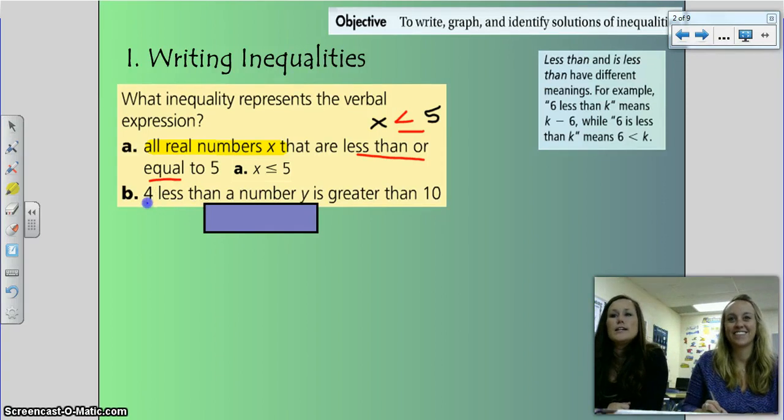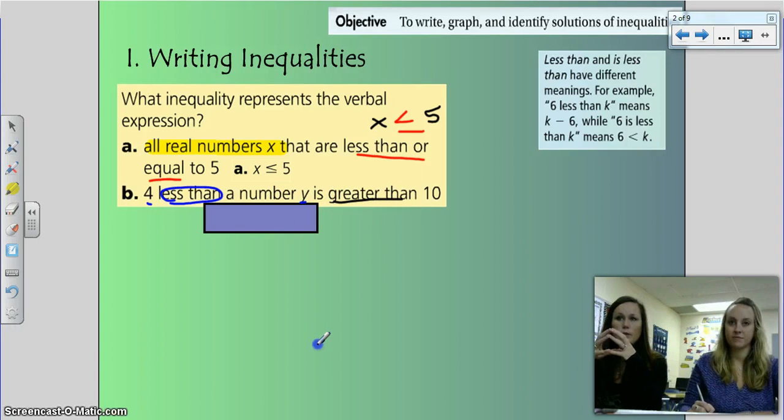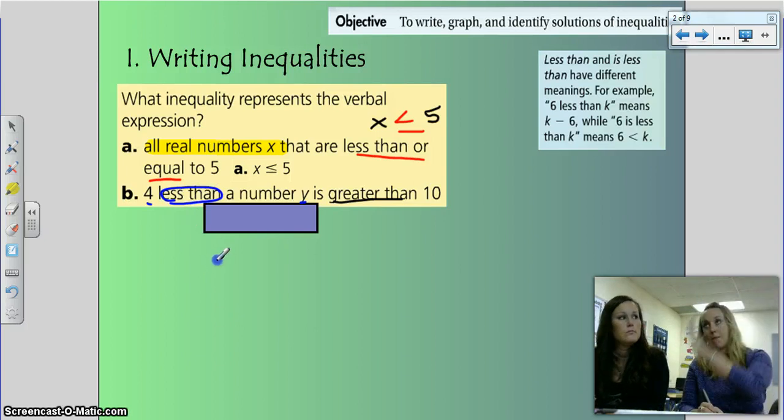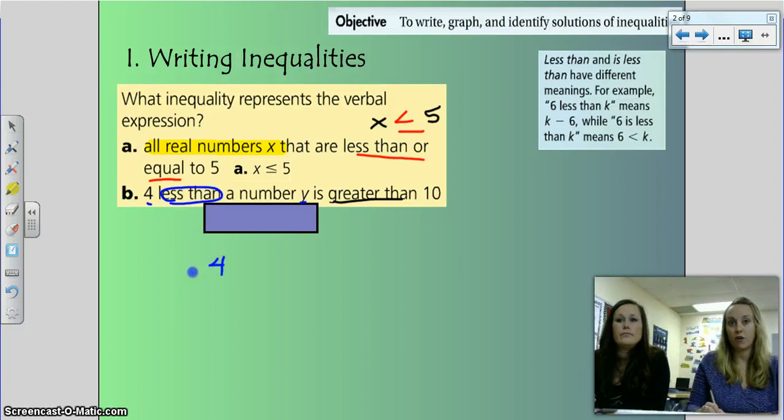Okay, B, 4 less than a number, y, is greater than 10. So now we're putting all sorts of stuff together, going back to chapter 1. So 4 less than a number, y, is greater than 10. We're going to do 4 less than, which tells me I'm subtracting 4. Yes, because if it says less than, then you put the number behind the subtraction sign. So 4 less than a number y, but all of that is greater than 10. So all of that is greater than 10.